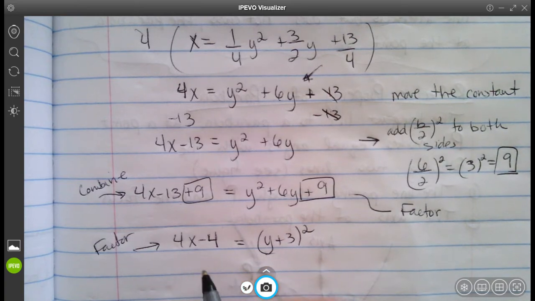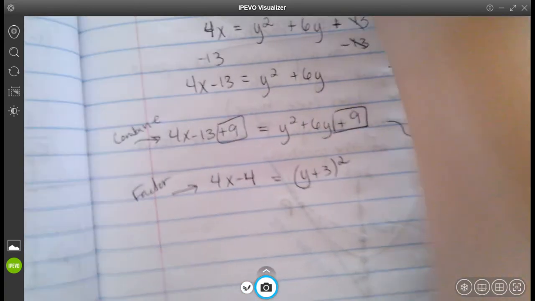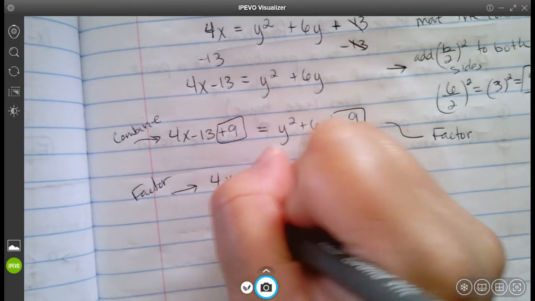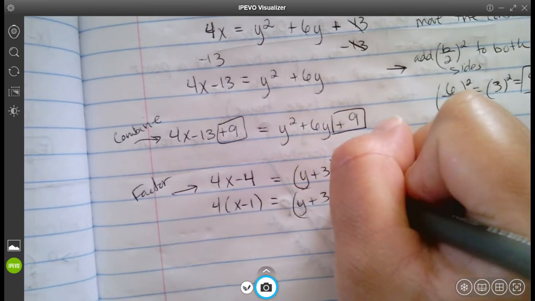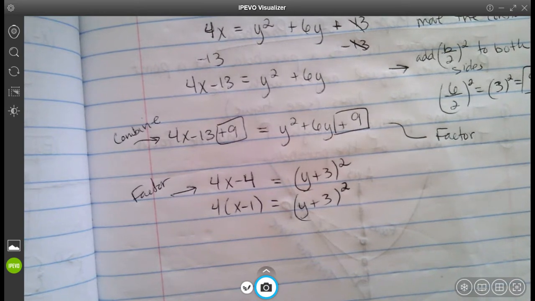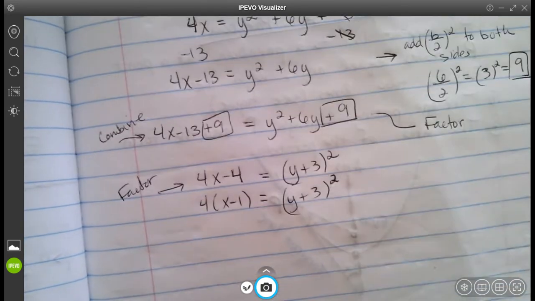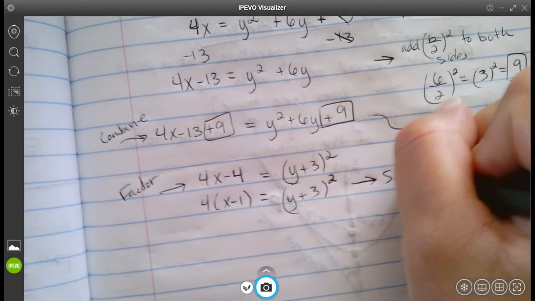So I can take out a 4. You can use greatest common factor, right? So it gives me 4 times (x minus 1) is equal to (y plus 3) squared. And I think we are good to go. This right here is our standard form already.